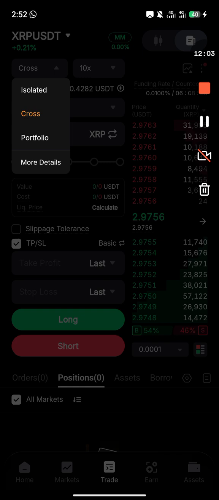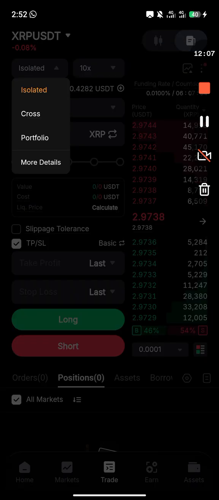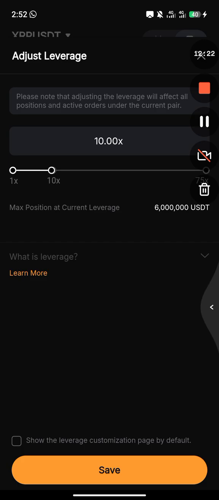Do you understand that? So isolated means that if I use $10 to buy SRP and I have $100 in my portfolio, I will only be losing $10 if I don't set my stop loss. That's isolated. Now, we call this place leverage. We have 1x, 2x. You can even customize it here and set the one you want.